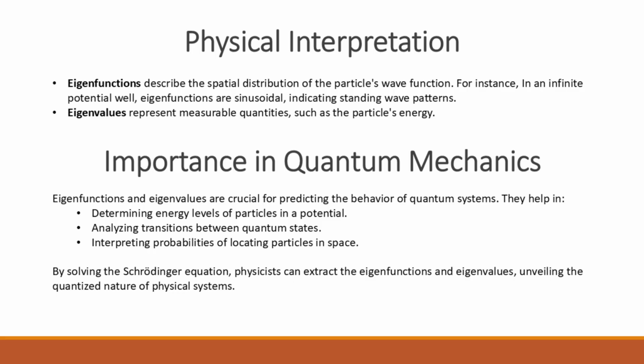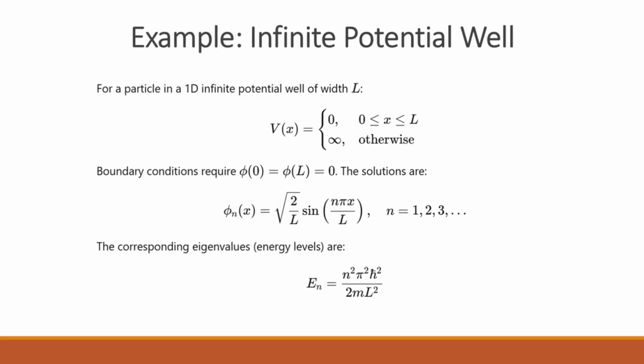They determine the quantized energy levels, allow for the analysis of quantum state transitions, and help interpret the probability of a particle's location. Essentially, eigenfunctions and eigenvalues reveal the discrete nature of physical systems and provide a deep understanding of the underlying quantum mechanics. The infinite potential well is a classic quantum mechanics model that helps us understand quantum confinement.